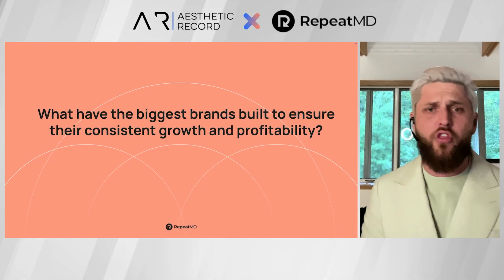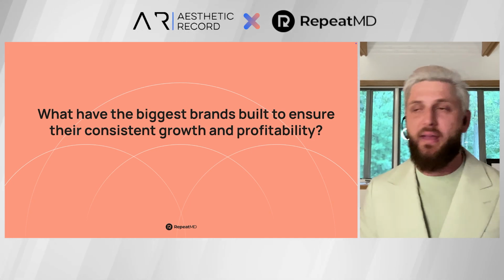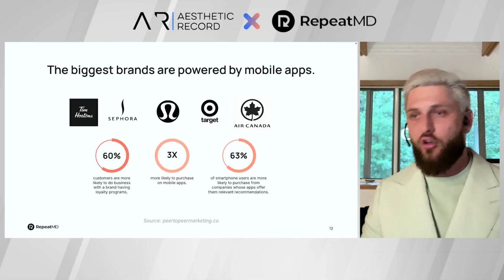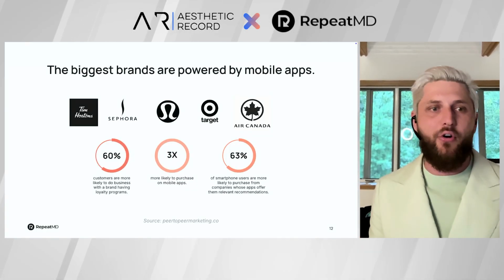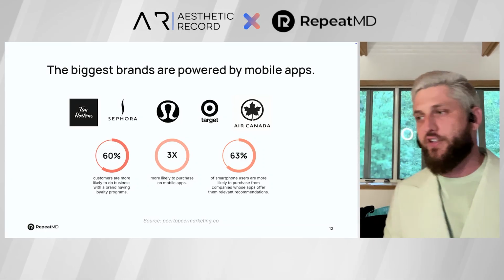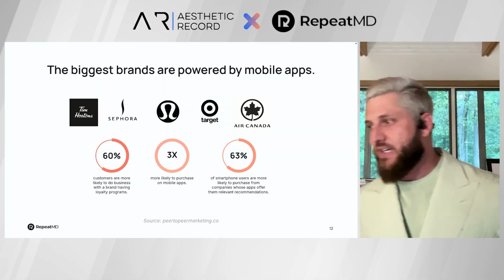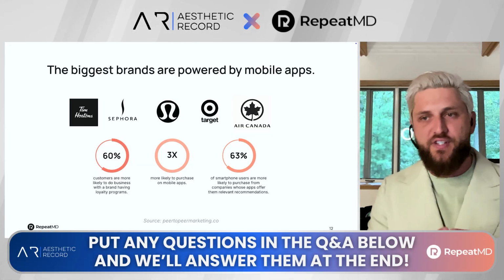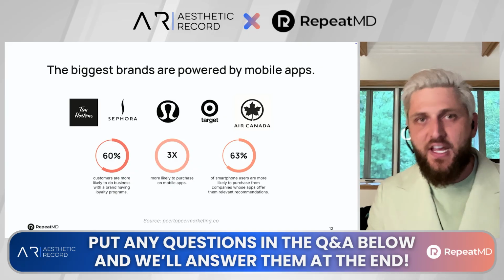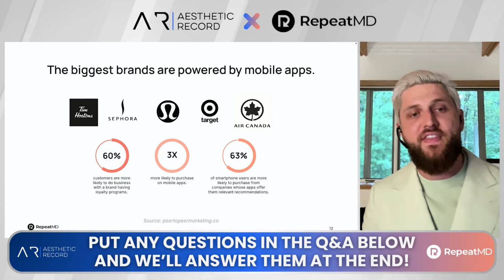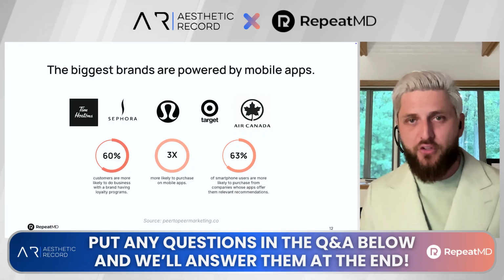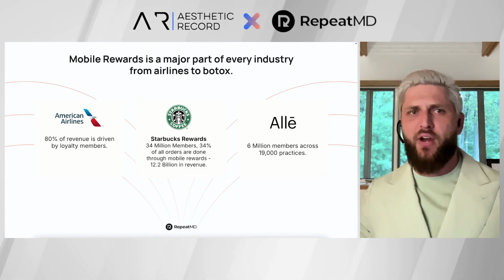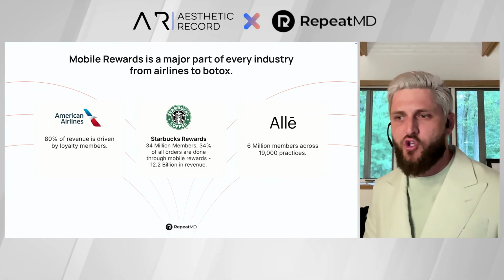And so what are the biggest brands doing today to make sure that they are growing and they're consistently profitable? Well, the answer might surprise you, but all of the biggest brands in the world are mobile app powered. Whether it's Sephora, Hilton, Air Canada, or United Airlines, it doesn't matter. They all have mobile platforms, and those mobile platforms are retention-based platforms that not only have you purchase, not only have you finance, but also let you get rewarded to build in that retention, right? And so a huge part of Repeat MD is we say, hey, all the biggest brands in the world have a mobile first strategy because that's where the consumer is.